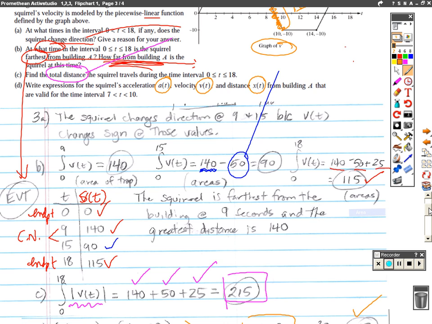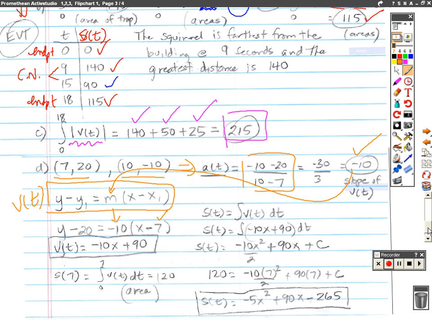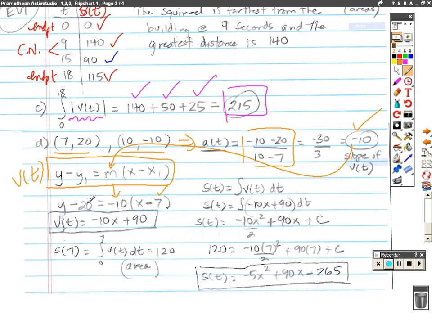I can use either one of those points, and I chose to use (7, 20). Sorry about that. So I let x be 7 and y is 20. That's just from the points above. And notice that I cleaned that up. In other words, I distributed the negative 10 and I added 20 to the other side. Now the reason I did that this time is because I know that I need to find the position function. I have the velocity function, I need position, so we know that I need to integrate velocity. So my velocity function, as I just found out, is negative 10x plus 90.